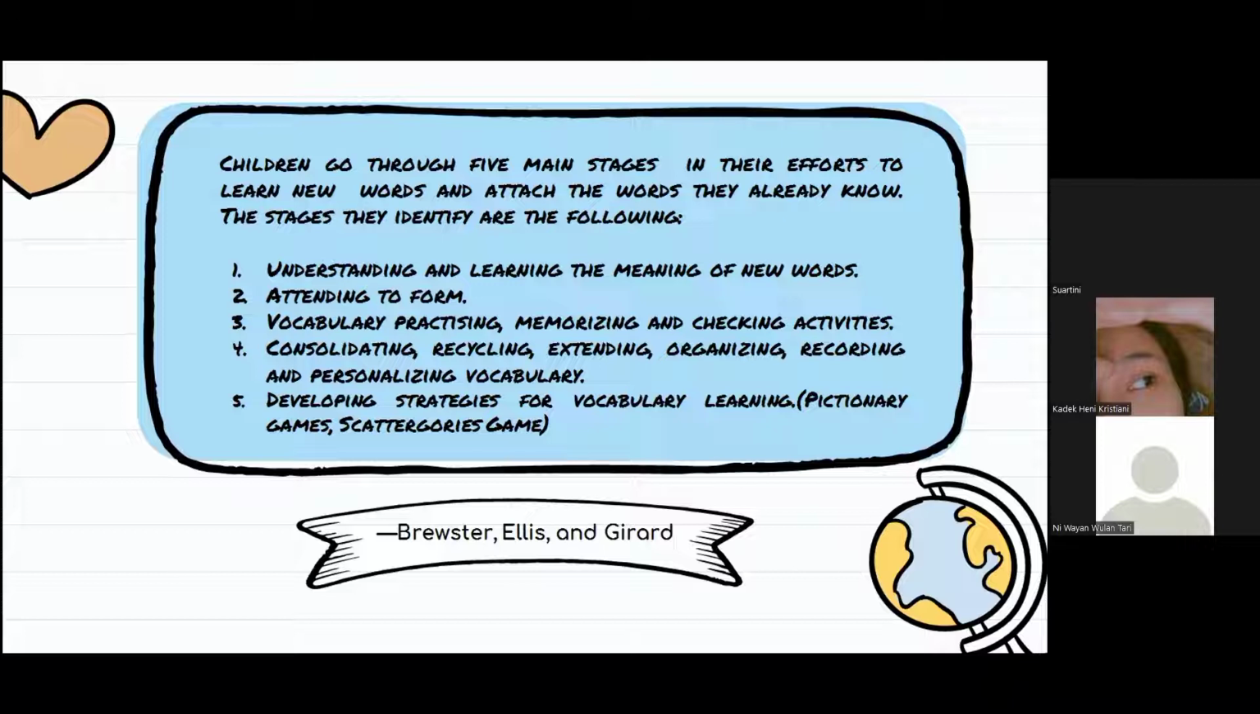The first is understanding and learning the meaning of the new words. And the second is attending to form. The third, vocabulary practicing, memorizing, and checking activities. The fourth, consolidating, recycling, extending, organizing, recording, and personalizing vocabulary. And the last is developing strategies for vocabulary learning, such as Pictionary games and categories game.